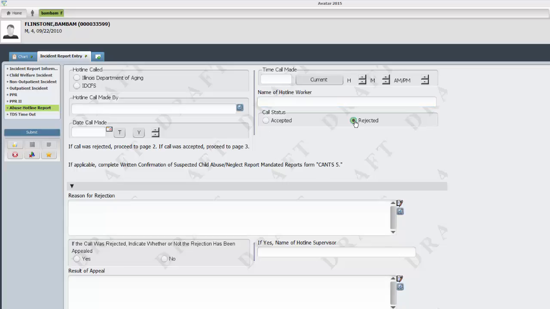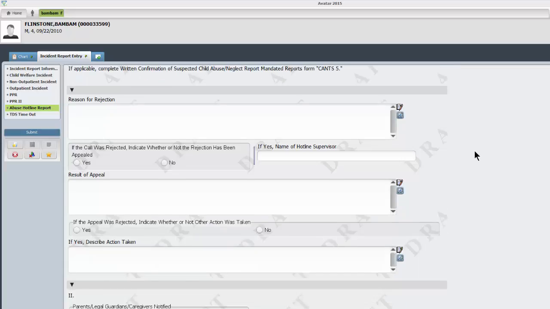If the call, for instance, was rejected, then we would go down to this subsection and talk about what the reason was for the rejection and whether or not we appealed. Let's say we did not. Then those sections, the next fields would be grayed out. If we did appeal, then we would need to give the hotline supervisor name and the results of the appeal, and then what action was taken.